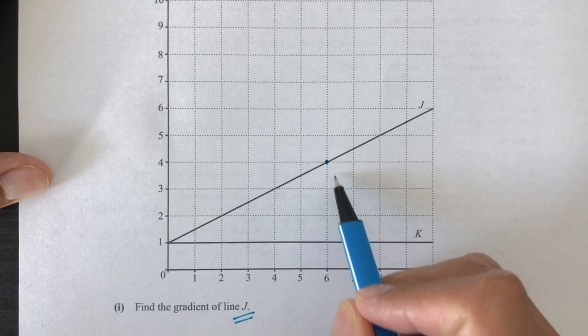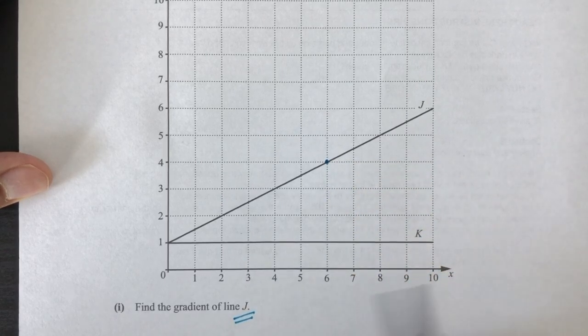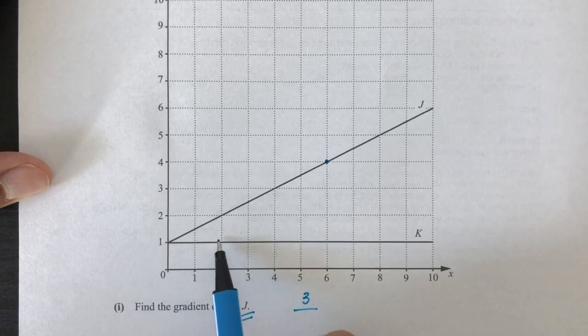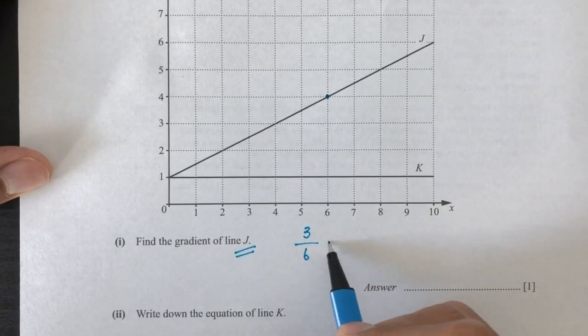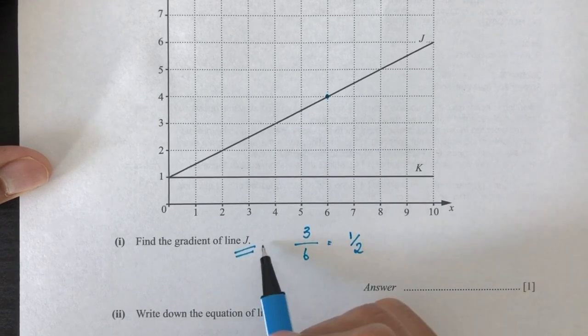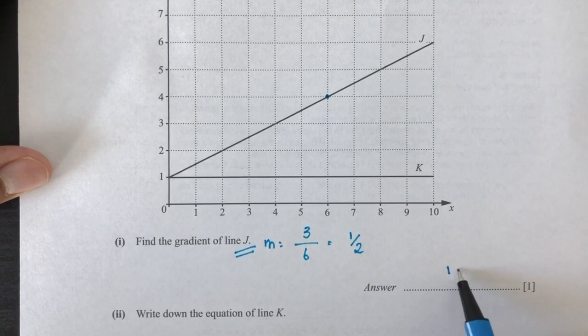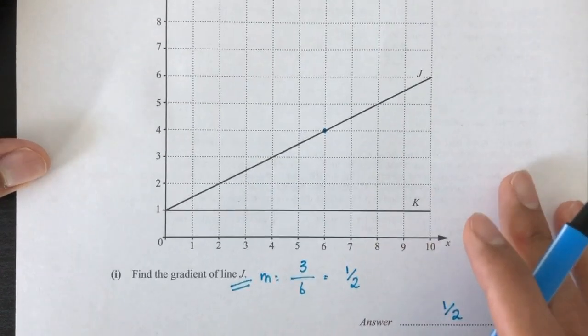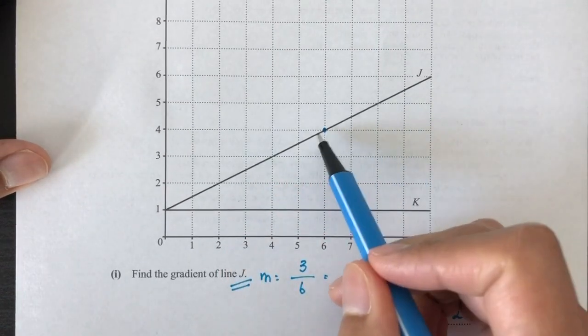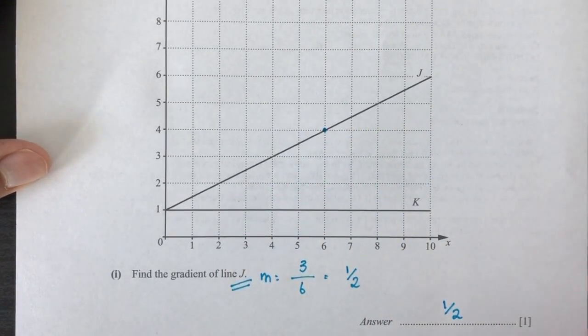So this is the height, 1, 2, 3. That's the height, which is 3. Divide by the base, which is 1, 2, 3, 4, 5, 6. So 6. So in that case, it is half. The gradient is half for the line J. But of course, you can also just use 2 points and find the gradient that way.